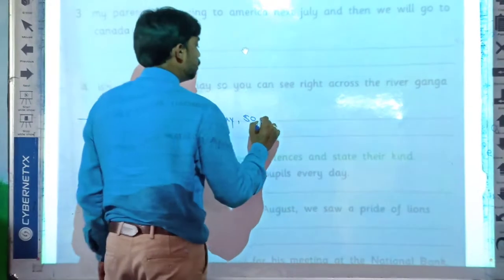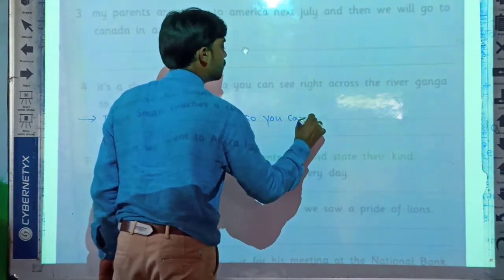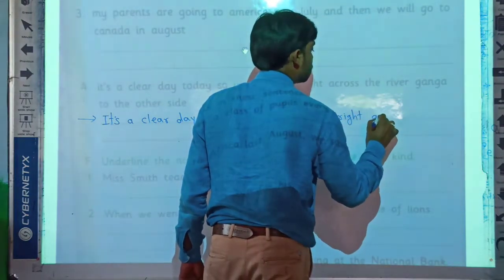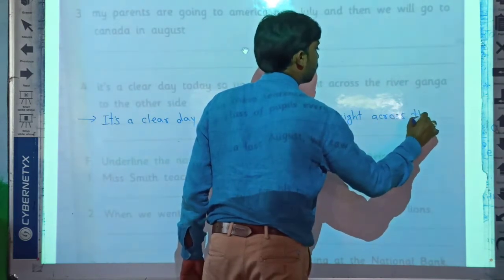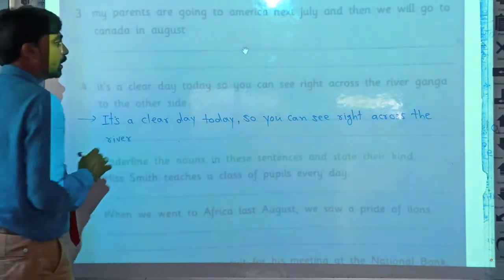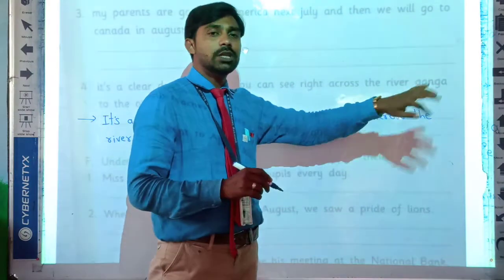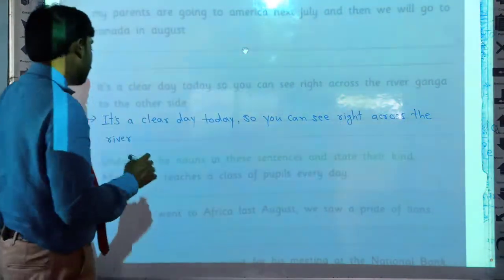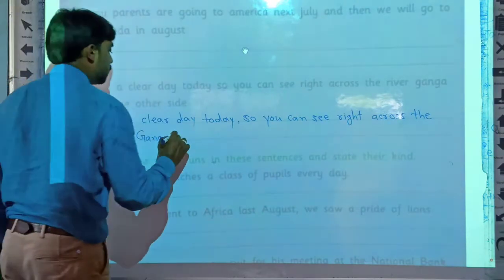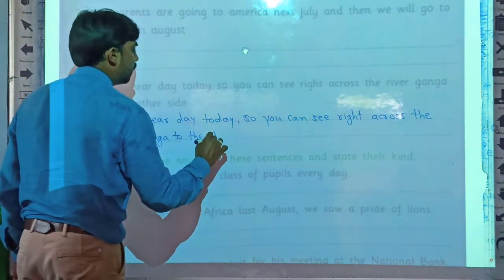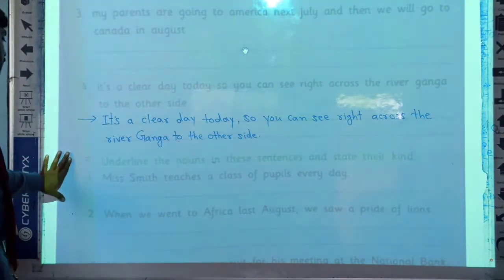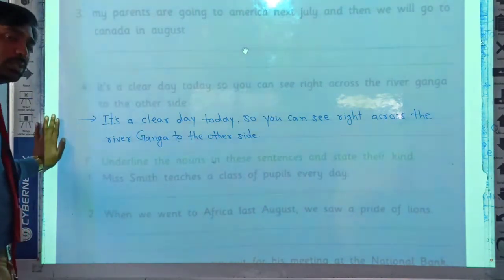So, you can see right across the river Ganga. Now, dear students, the name of a river we write with a capital letter because it's a proper noun, Ganga. So write a capital G, Ganga, to the other side. Okay. Now, dear students, this is the first, I mean activity E is finished.